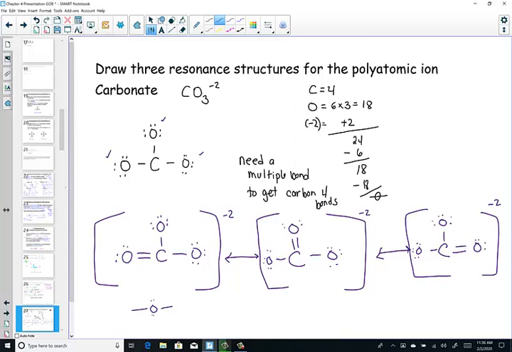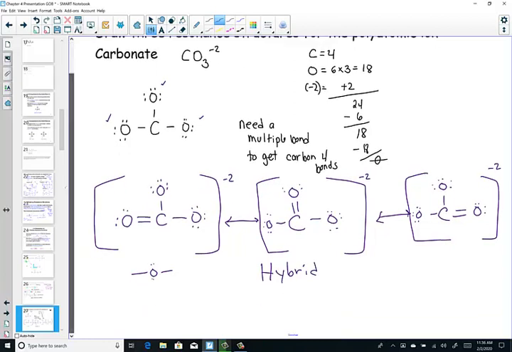resonance structure. Now remember, it's a hybrid. It's not really any of them. It's a hybrid of all of them at the same time. When I stand at the carbon and I look out at all the oxygens, they're all an equal distance away because I have 3 oxygens that are delocalizing an electron pair.